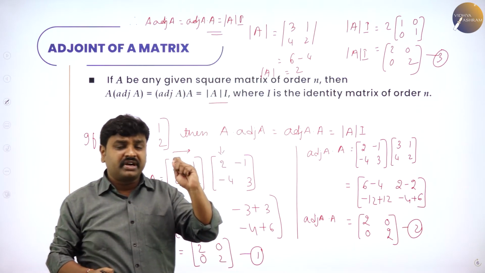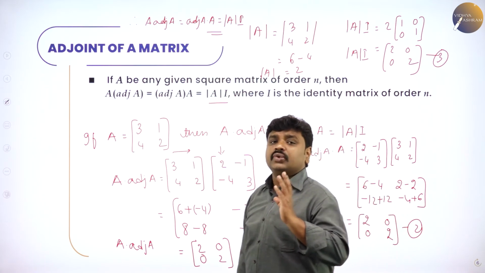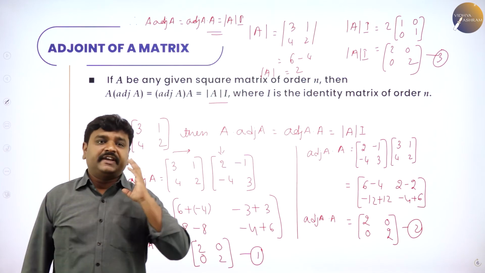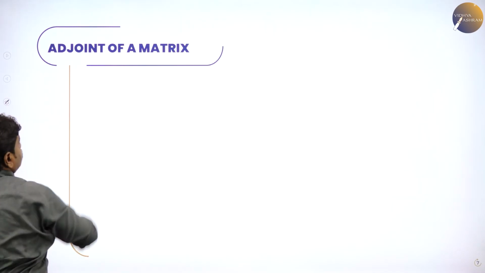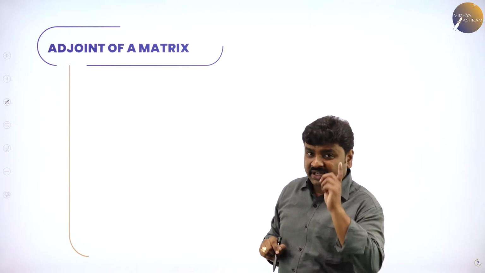It means for any square matrix, you can take a 3 cross 3 matrix, it holds good. For a 3 cross 3 matrix also, A into adjoint A, or adjoint A into A, is again determinant A into I. Now, let me summarize. So in today's class, I taught you how to find minor.